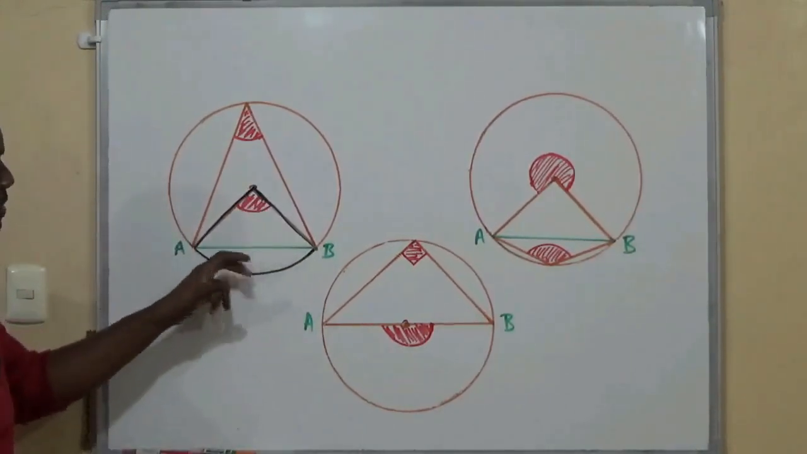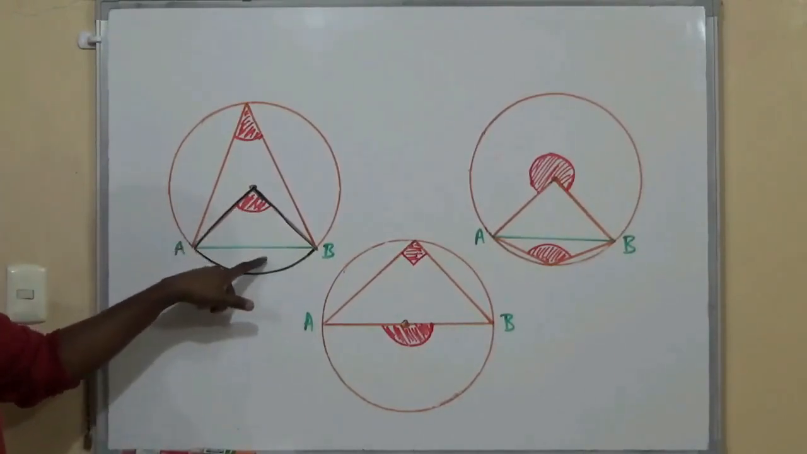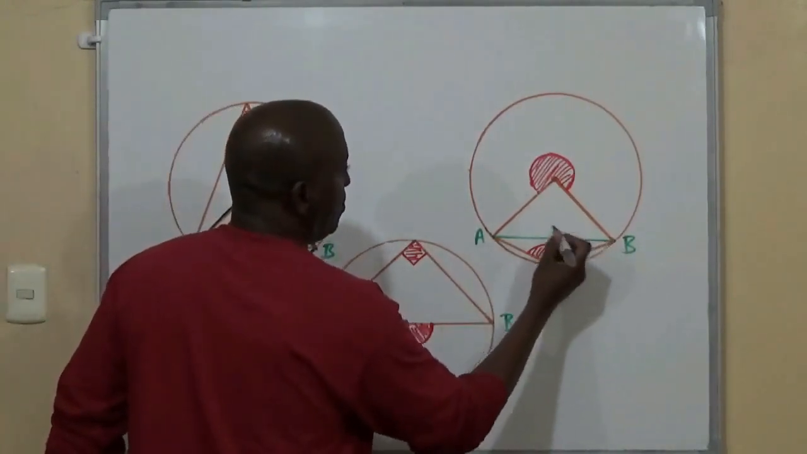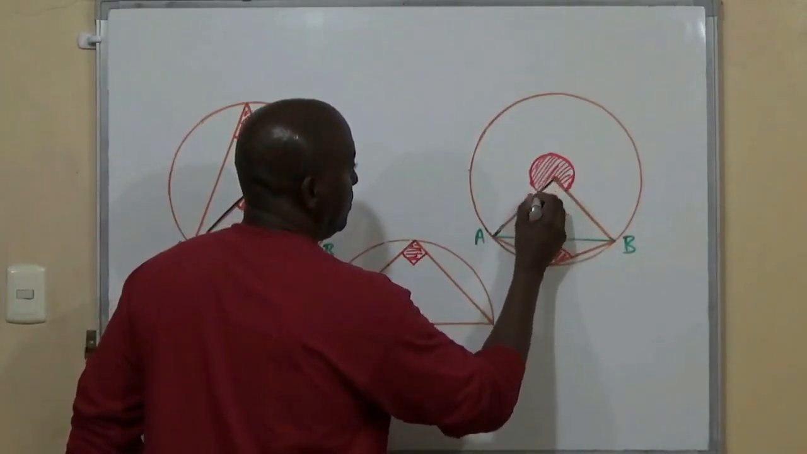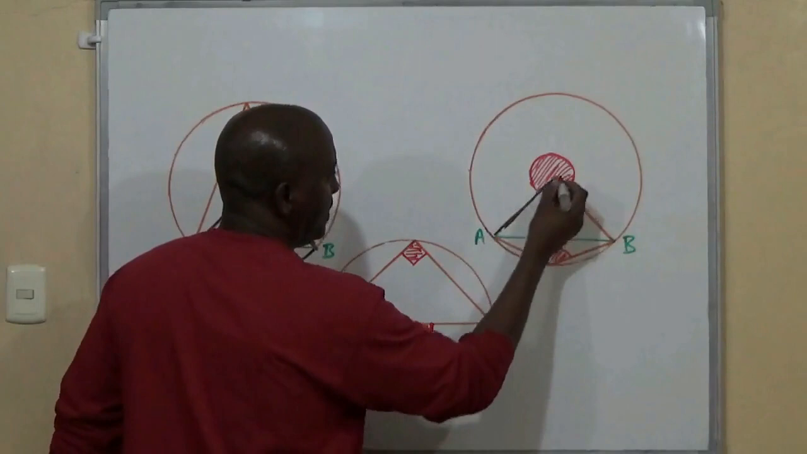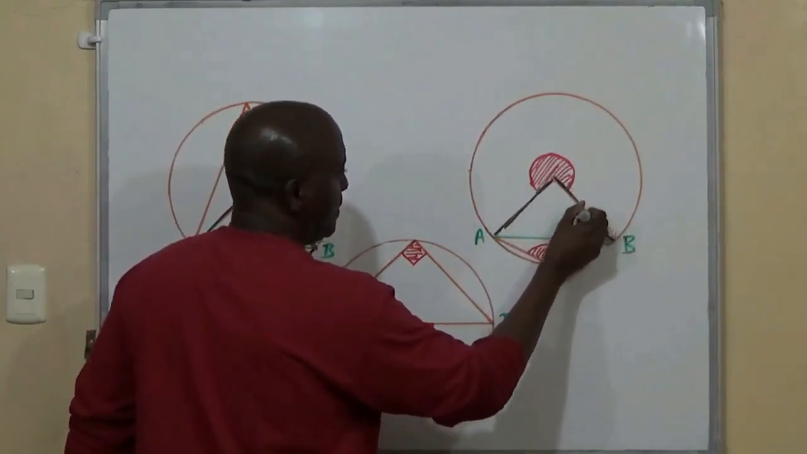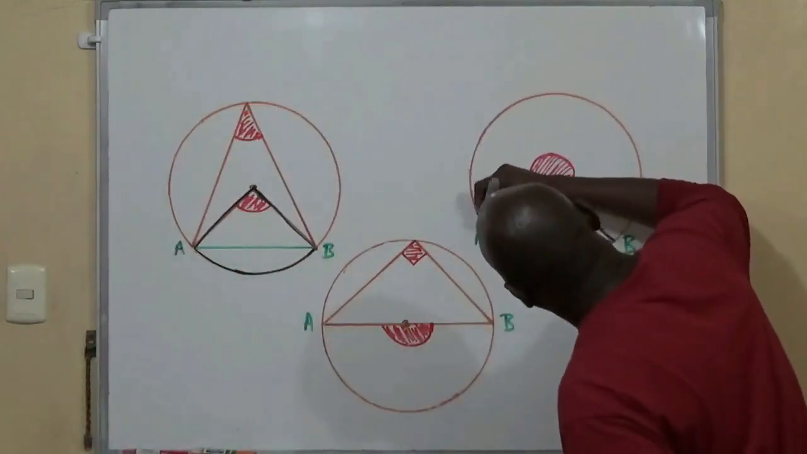So in this circle, the chord subtends this angle at the center in the minor segment, as opposed to this circle here, where the same chord subtends the angle, watch it now, subtends that particular angle in red in the major segment. So same chord, different segment.